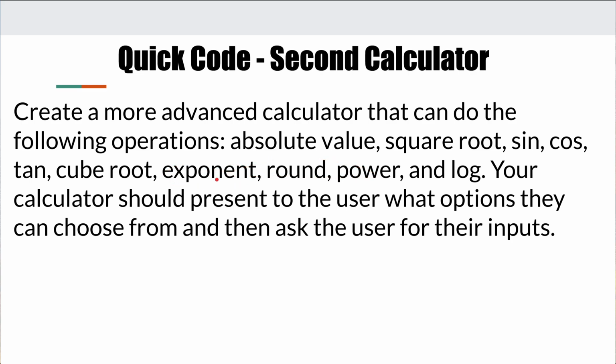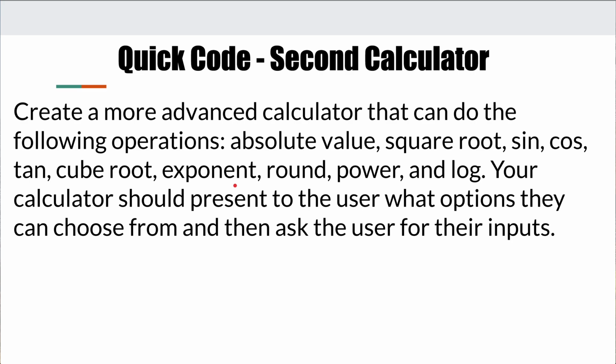So I'm just realizing that exponent and power, those are the same thing. So don't worry about exponent. You should do round, power, and log. All right, so let's recap that. Absolute value, square root, sine, cosine, tangent, cube root, round, power, and log. So that is 9. 1, 2, 3, 4, 5, 6, 7, 8, 9. Yeah, excluding exponent because it's the same thing as power.